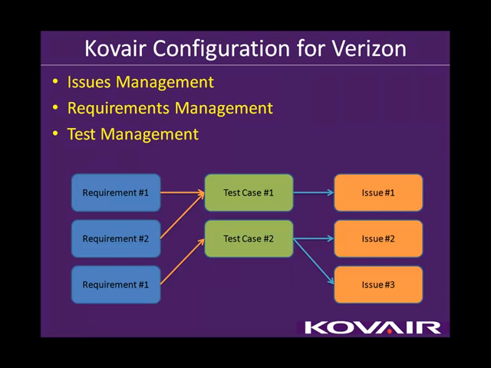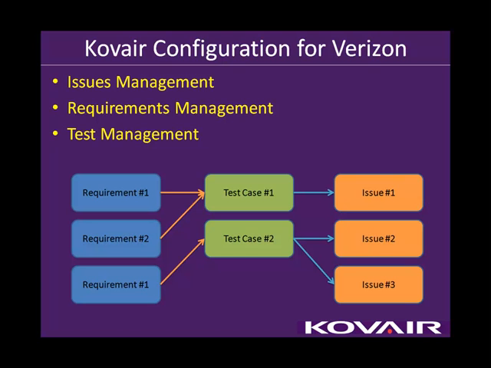In the solution, we have configured three different applications: issues management system, requirements management, and test management system. Here in this diagram, we are showing the relations among the different entities we have created in these different applications. So for example, we have the three entities: requirements, test cases, and issues.